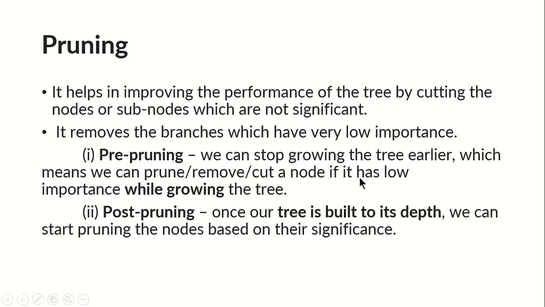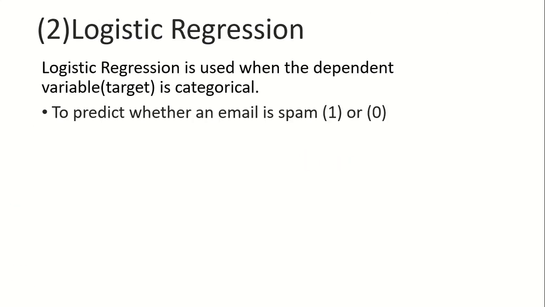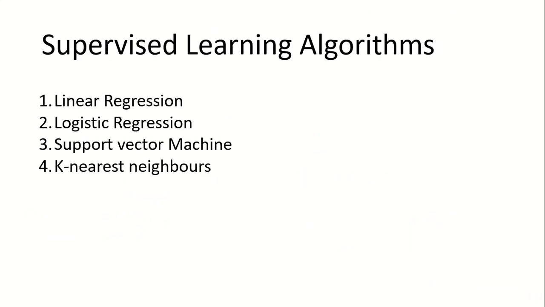And post-pruning means we first allow the tree to grow in full strength, and after growing, we cut down some of the branches. Once our tree is built into its depth, we can start pruning the nodes based on their significance. So that is pruning. That is all about the supervised machine learning algorithms. The first one was linear regression, then logistic regression, then support vector machine, K-nearest neighbors, and decision trees.